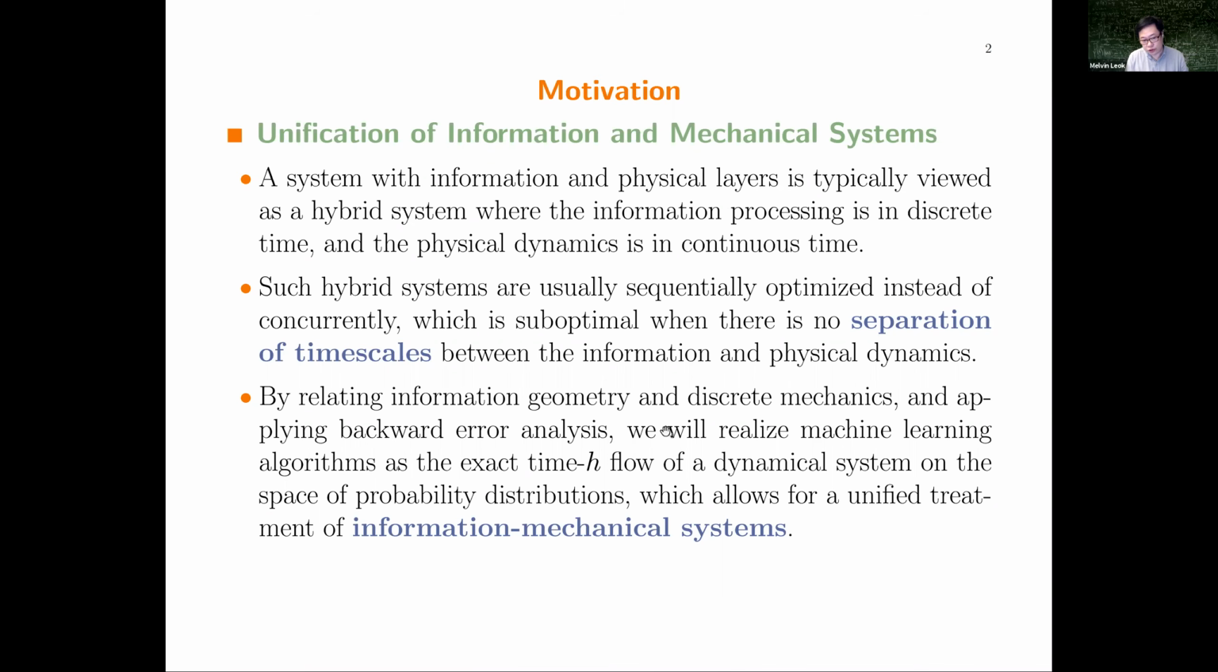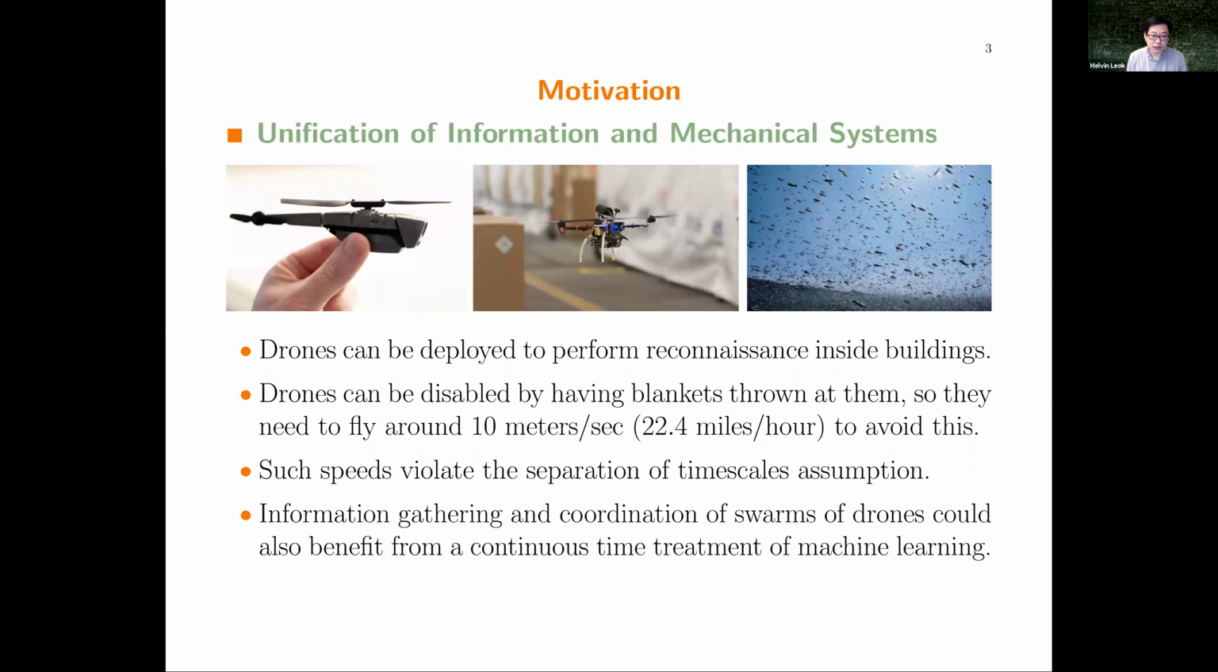The way we're going to propose doing this is to relate information geometry and discrete mechanics. What happens when you do that is that you'll be able to realize the various machine learning algorithms as exact time H flows of dynamical systems on the space of probability distributions. This allows you to have a unified treatment of what we're going to call information mechanical systems. Let me illustrate with applications where there's no separation of timescales between the information layer and the mechanical system.